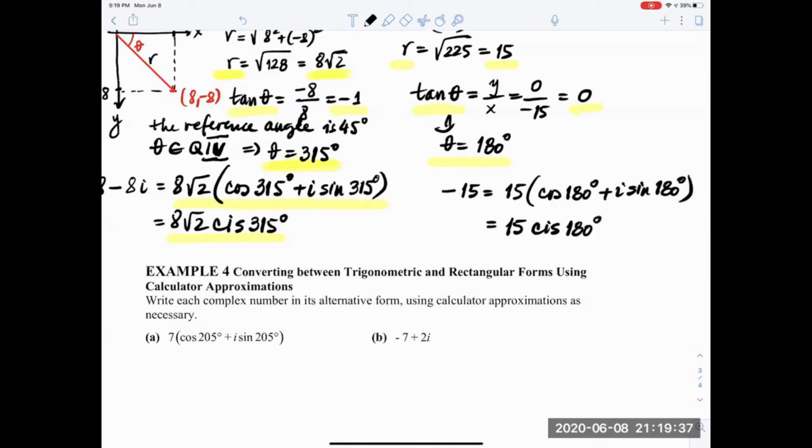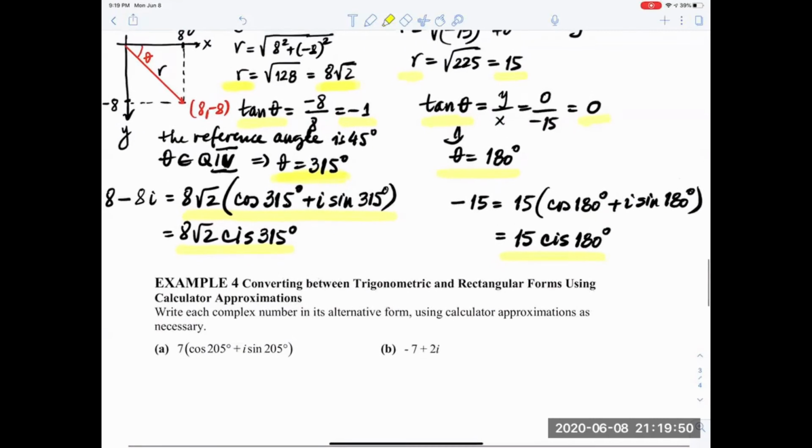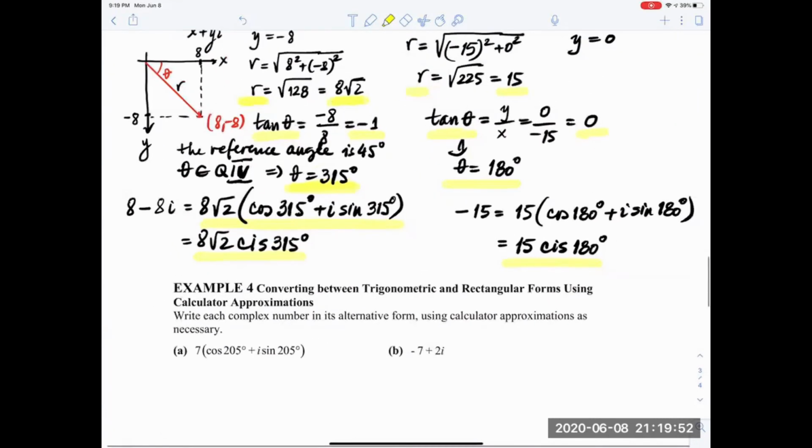And you know, feel free to actually double check, right? If you look on a unit circle and you say, well, wait a second, sine of 180 is 0. So that whole term that contains i goes away. All right, so this is how to use this application. So we're going to look at the next example.